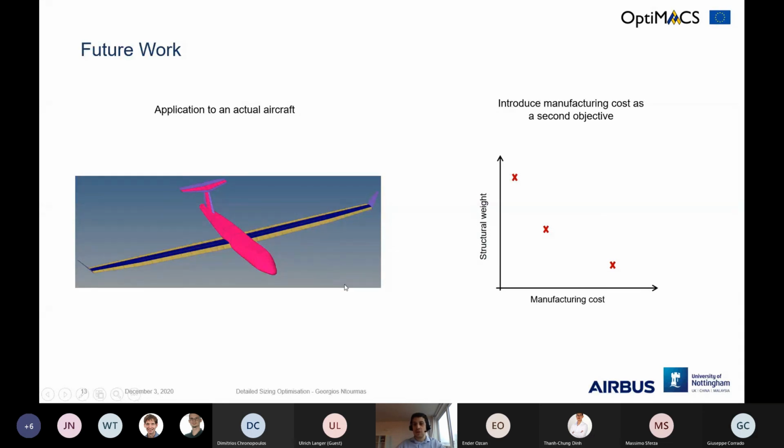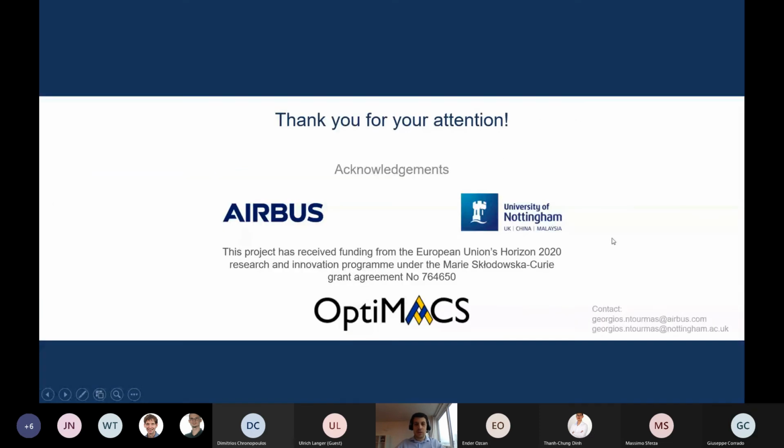We're also in the process of introducing a second objective in the problem, formulating manufacturing cost as an objective. We're first going to start with a continuous optimization, and we expect to see a behavior where, as the manufacturing cost and manufacturing complexity increase, the structural weight also decreases further. That was the end of my presentation.